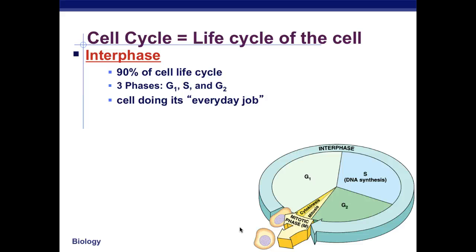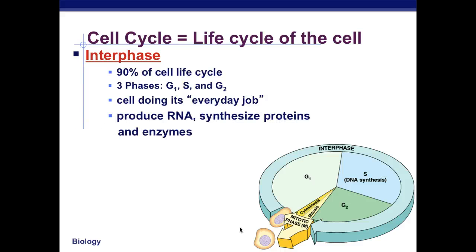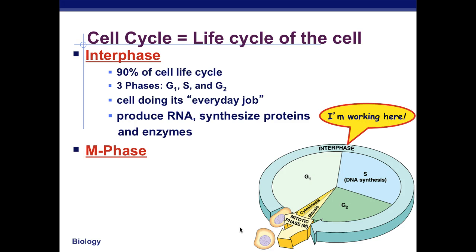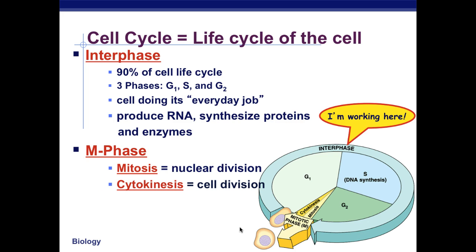This is the phase in which cells are just performing their everyday tasks. They're producing RNA, they're synthesizing proteins and enzymes. So during M phase, that's mitosis and cytokinesis. Mitosis is known as the nuclear division, so that's when the DNA divides, and cytokinesis is when the cell divides. So cyto meaning cell, kinesis meaning movement, so it's the movement of the cells.